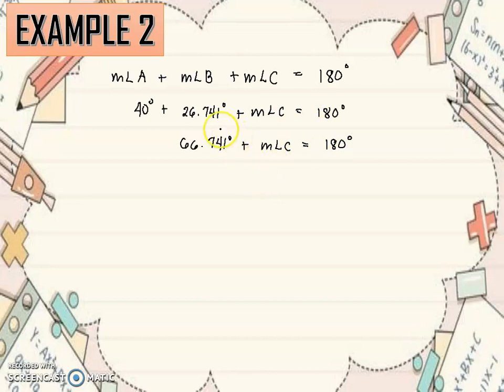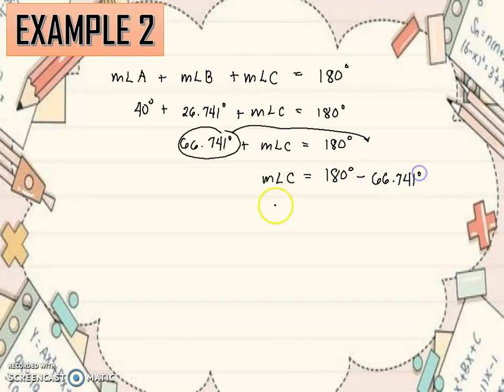And you transpose 66.741 degrees to the other side of the equation, so it will become the measure of angle C equals 180 degrees minus 66.741 degrees. So the measure of angle C is 113.259 degrees, and box your final answer.